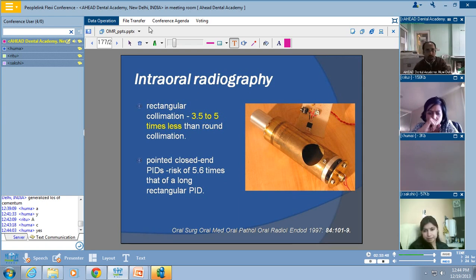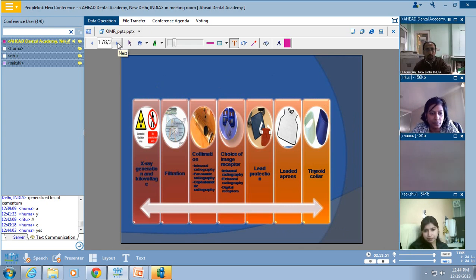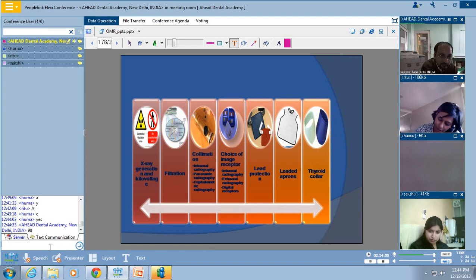This is how radiation protection depends on: we use thyroid collars, lead aprons, and lead protection barriers. Thyroid collar reduces exposure by how much percent? 94%. Lead apron, 98%. Collimator, 60%. Filter, 30%.